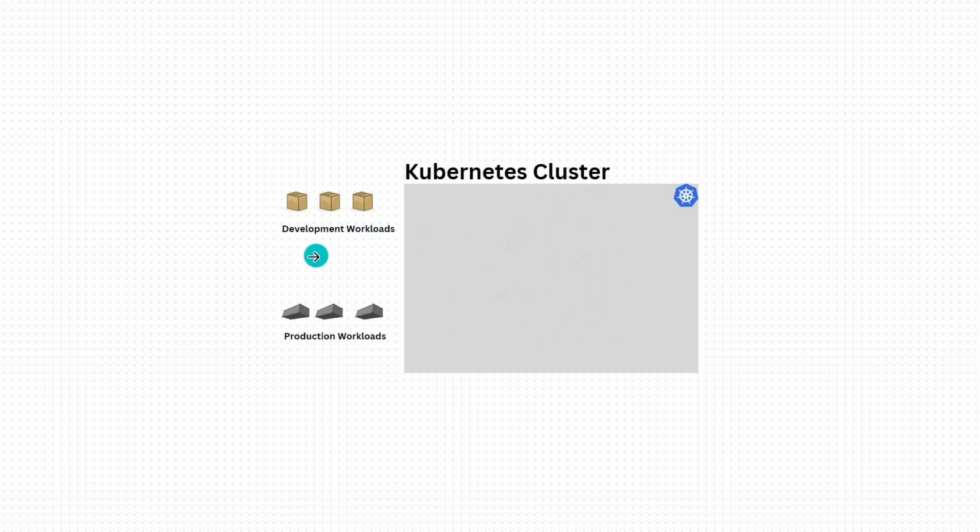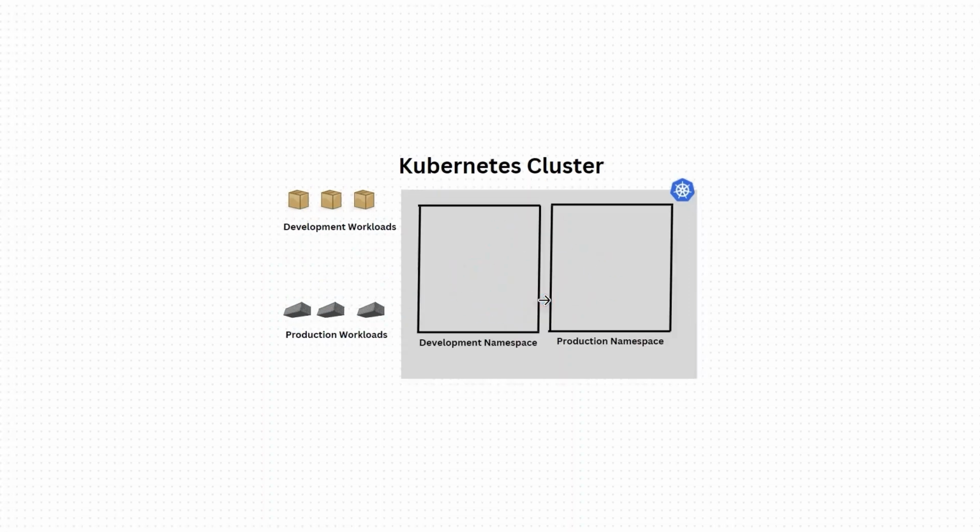The entire gray box that you are seeing here, let's assume this is a Kubernetes cluster, and you have development workloads and production workloads. If you want to deploy both the development workloads and the production workloads in the same Kubernetes cluster, then you can create a development namespace and a production namespace.